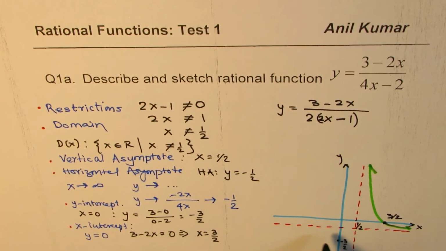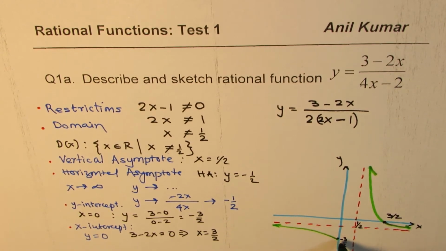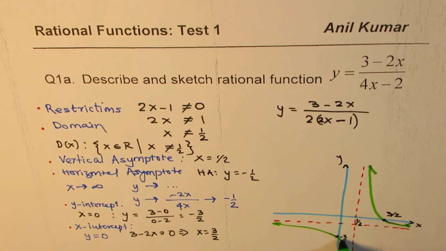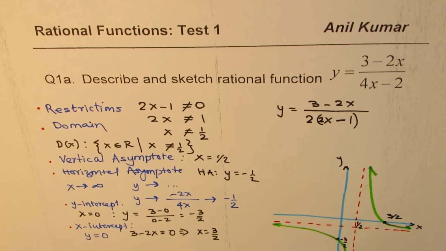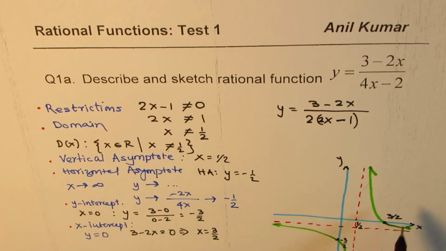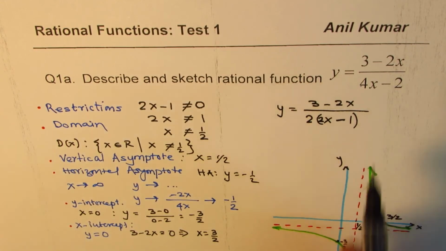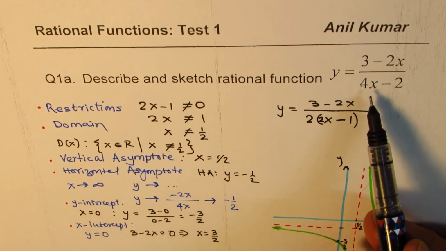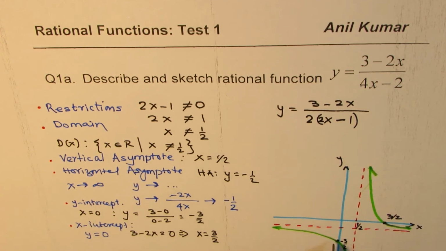Is that okay? And on this side, we are approaching, but we are not quite there at half. That is the horizontal asymptote, and the vertical asymptote, which we cannot cross, is at half. So the graph of the function is as shown in this line. Now to sketch a better graph, what you could do is find the value of the function at a few more points. For example, you can find the value of the function at x equals 1, x equals minus 1, and get a few more points on this graph and then sketch it.